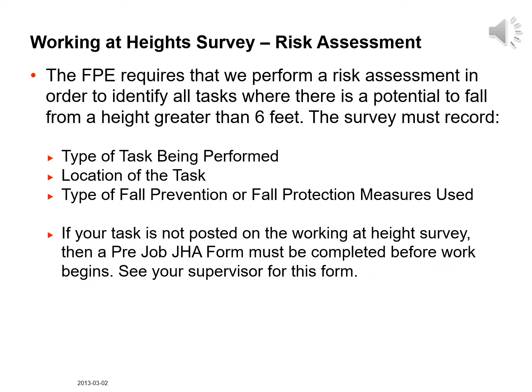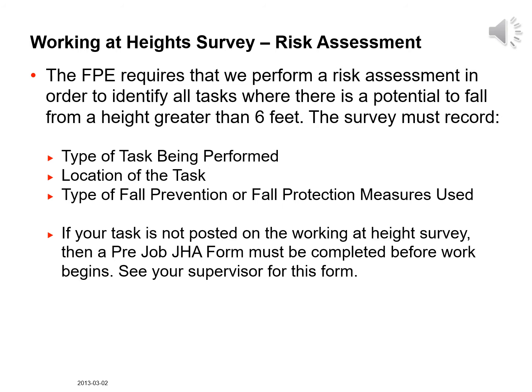The fatality prevention element requires us to perform a risk assessment in order to identify all tasks where there is a potential to fall from a height greater than 6 feet. The survey must record the type of task being performed, the location of the task, and the type of fall prevention or fall protection measures used to mitigate the risk.